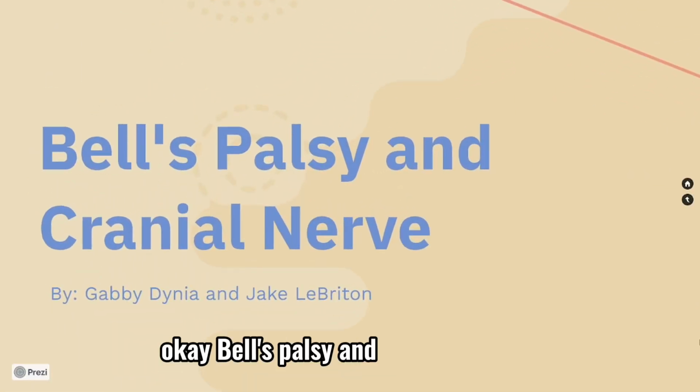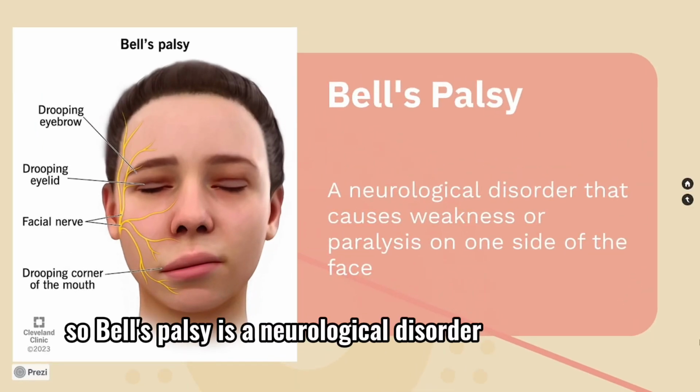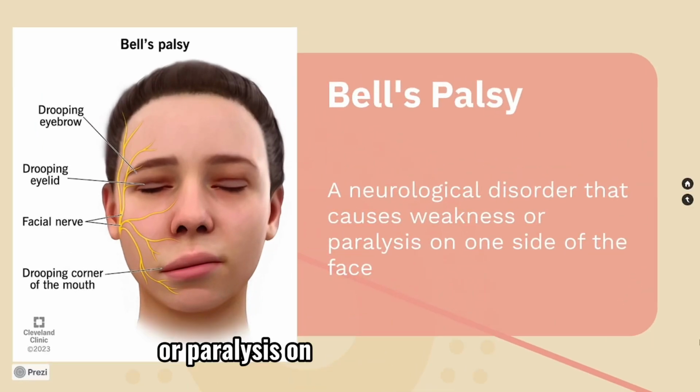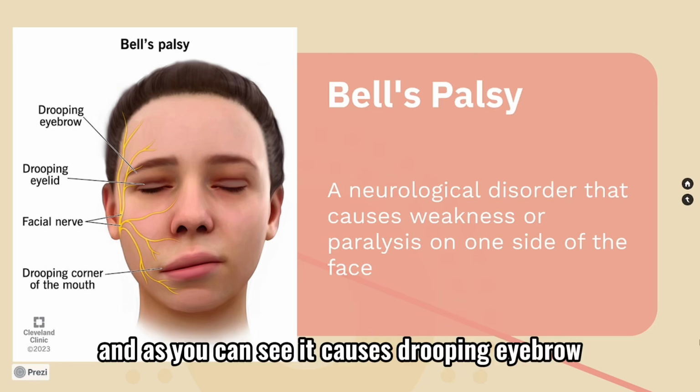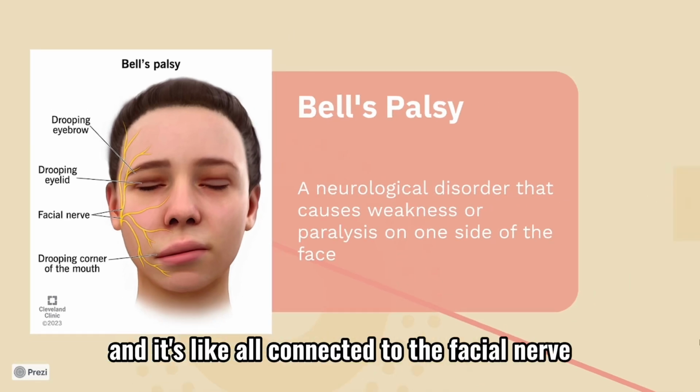Okay, Bell's palsy and cranial nerve. So Bell's palsy is a neurological disorder that causes weakness or paralysis on one side of the face. And as you can see, it causes a drooping eyebrow, eyelid, and corner of the mouth, and it's all connected to the facial nerve.